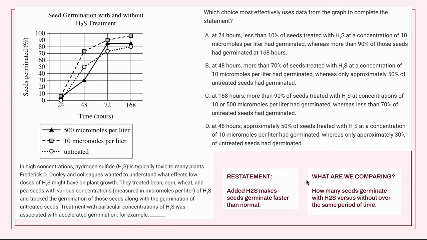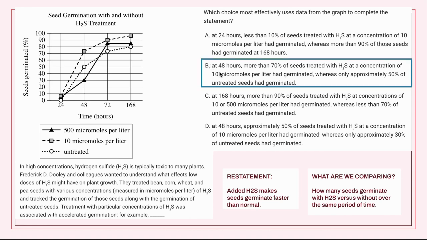So by testing it against our comparison and our restatement, we found that other than A, all of these did the same thing. They said after the same amount of time, the H2S ones had more than the untreated ones germinate. And again, you don't even need to know what germination means in this context. You just need to say that one germinates more than the other. So that's fine if you don't know what germination means. But B is the only one that had the correct numbers and values for everything in the answer choice. So that's how we understand that B is the right answer. So getting the restatement and comparing does help. But here I think you do have to read the graph carefully to get your answer.